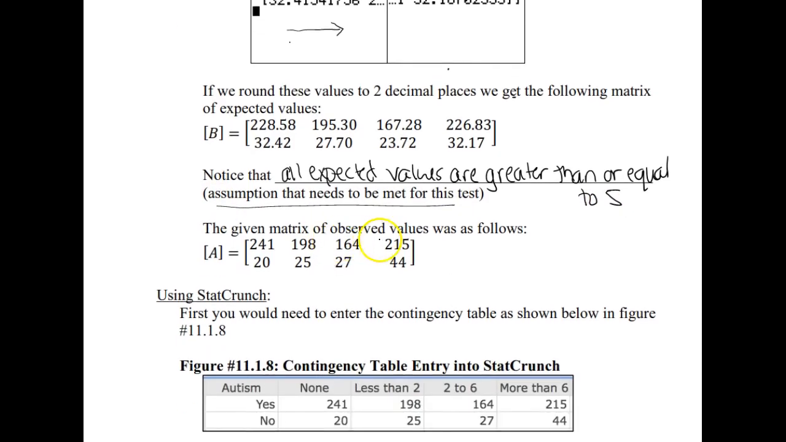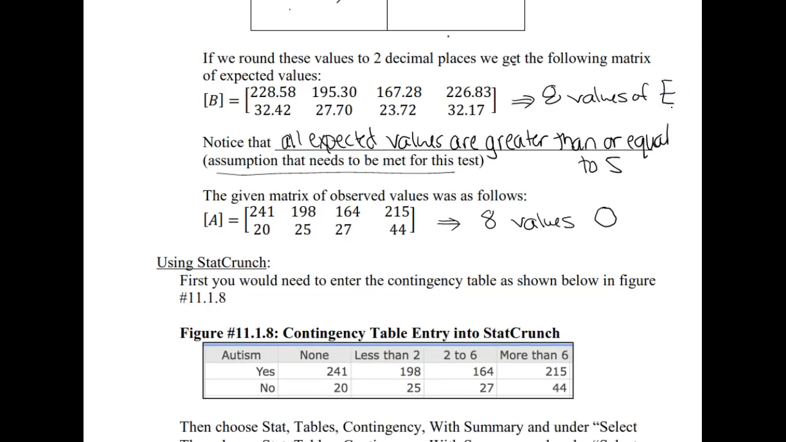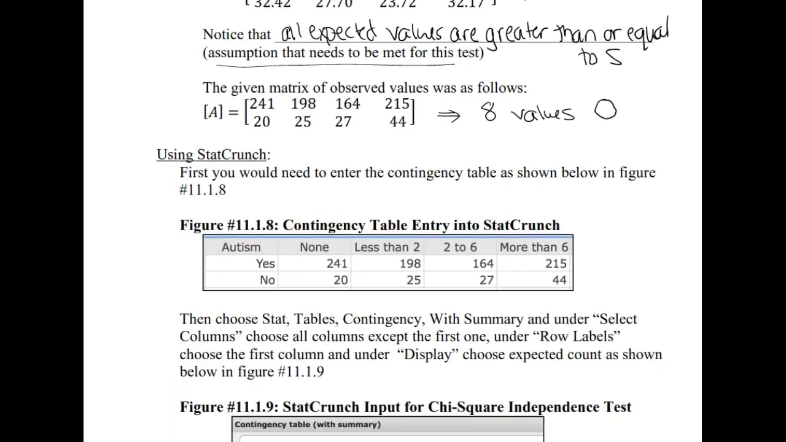Our matrix of observed values, so if we go back to the 2 by 4 contingency table of observed frequencies, we have this. Okay, so here we have 8 values of the observed counts, and here we have 8 values of the expected counts. And we're going to use those values here in just a second when we set up this formula.